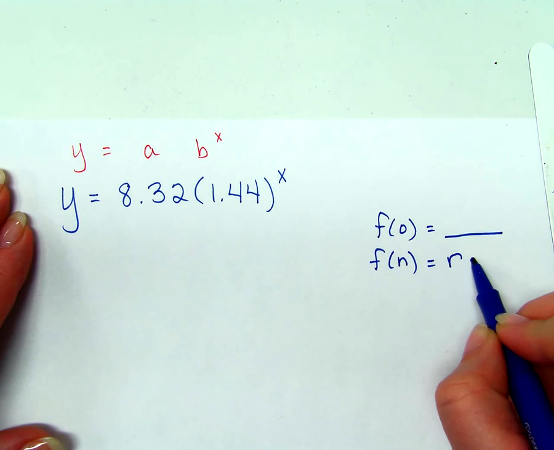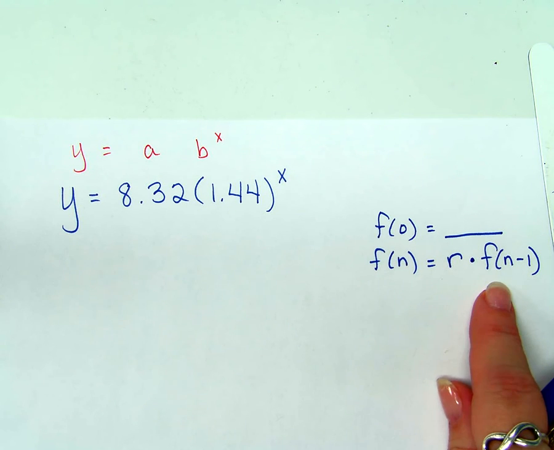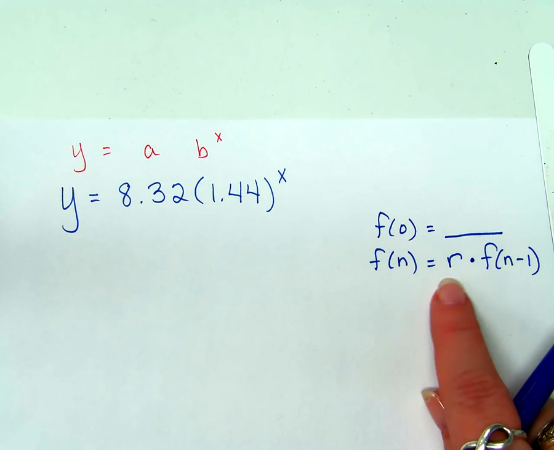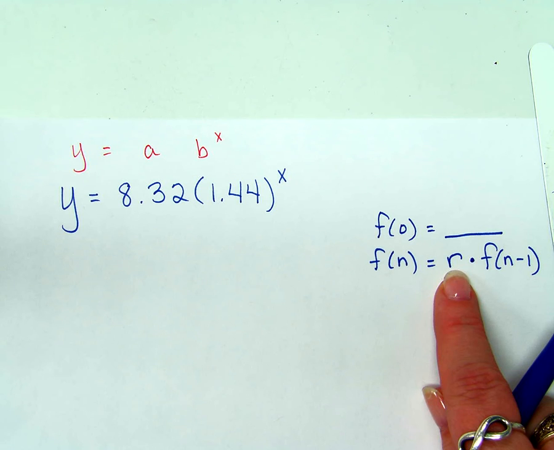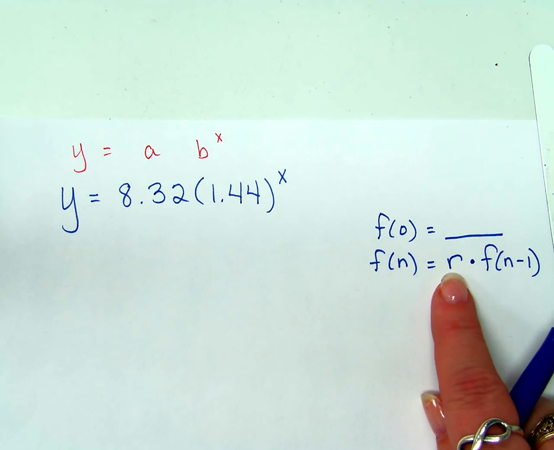F of n equals r times f of n minus 1. Well, why do we have an r times something? A couple days ago, we talked about what this particular r means. Remember? Ratio, right? Now, I know yesterday we talked about a different kind of r, and that r was for a percentage rate, a decimal that we converted into a percentage, and we're going to work on some of those today as well. But for right now, this particular r is our ratio. Remember when we did the tables worksheet and we had to find a common ratio on our table? That's the ratio that's going right here.